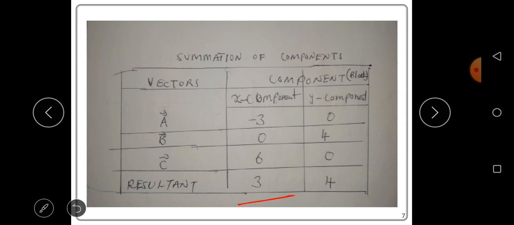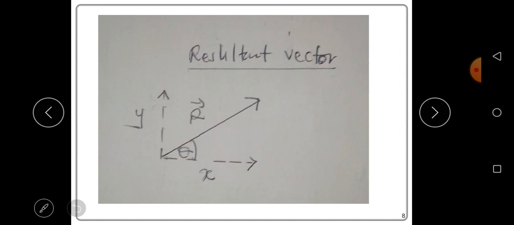So let's now see how the resultant vector looks like. These are both positives. So this is how the resultant vector looks like. Since the x component is positive and the y component is positive, this is how it's drawn. So we can tell that this vector is in the first quadrant.